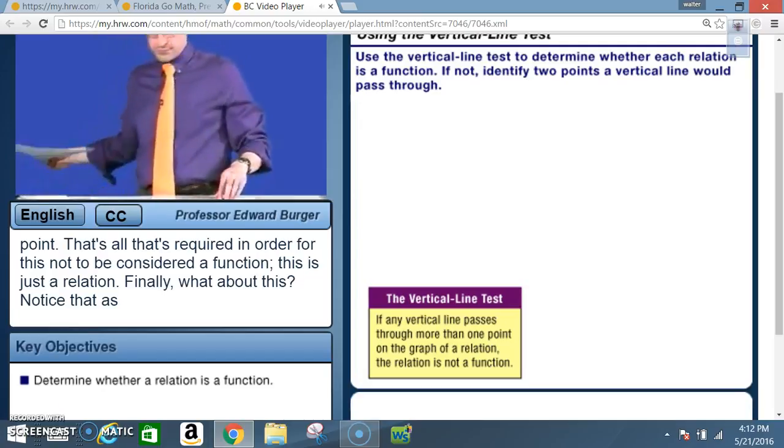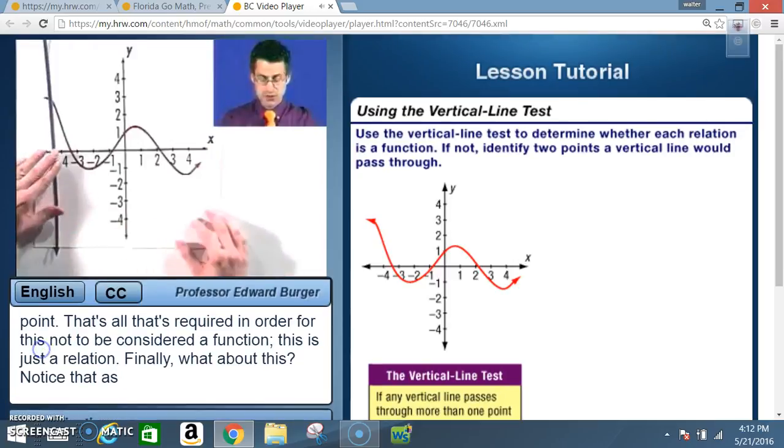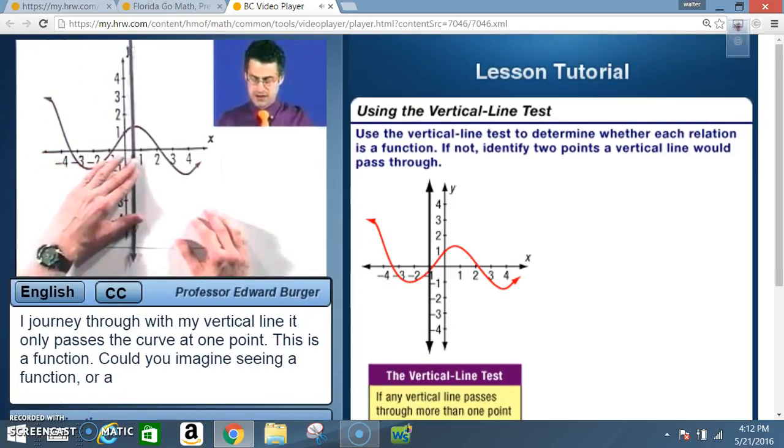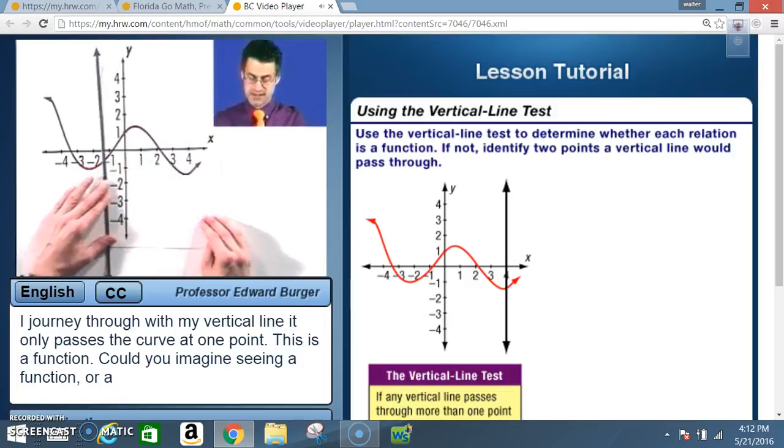Finally, what about this? Notice as I journey through with my vertical line, it only passes the curve at 1 point. This, in fact, is a function.